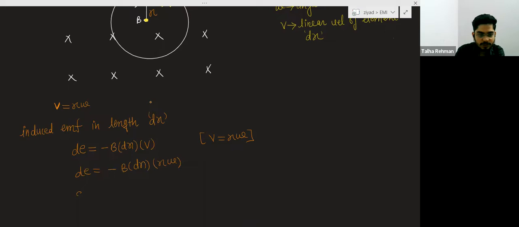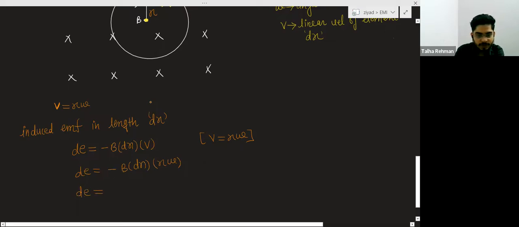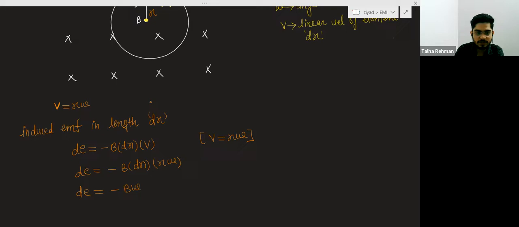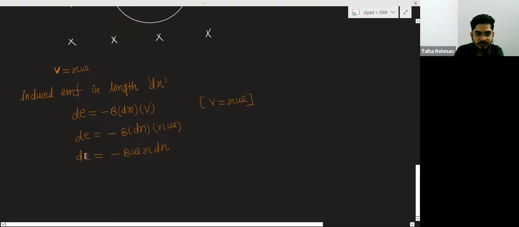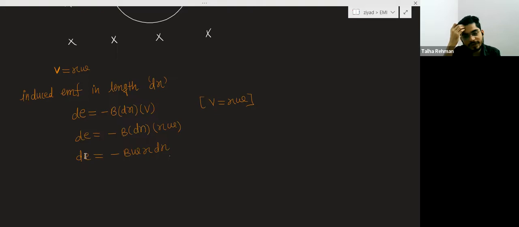So here is minus B into omega, because the magnetic field is constant and omega is constant. So here is your x into dx. What is this dE? This dE is the induced EMF in small length dx. For calculating the total EMF induced across the ends of the wire, you will integrate this equation number 1.